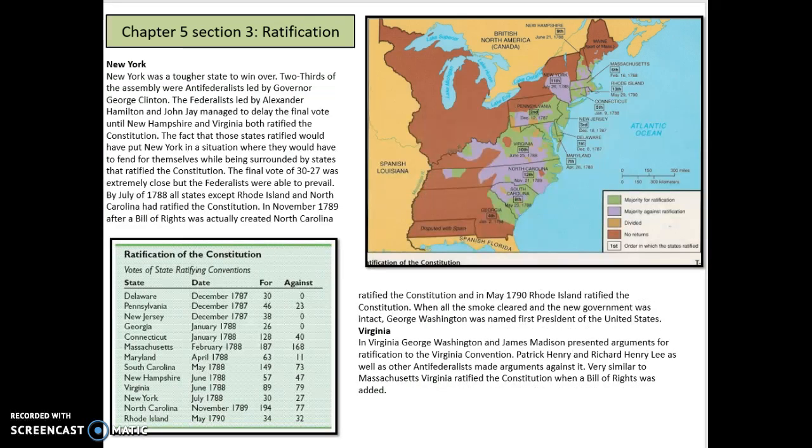So there are some famous people that came out of New York. One, of course, is Alexander Hamilton, who is a staunch Federalist. And he managed to delay the final vote in New York until New Hampshire and Virginia had actually ratified the Constitution. The fact that those two states ratified would have put New York in the situation where they would have to fend for themselves while being surrounded by states that had ratified the Constitution. So if you look at the map to the right, you could see some of that. By July of 1788, all states except Rhode Island and North Carolina had ratified the Constitution.